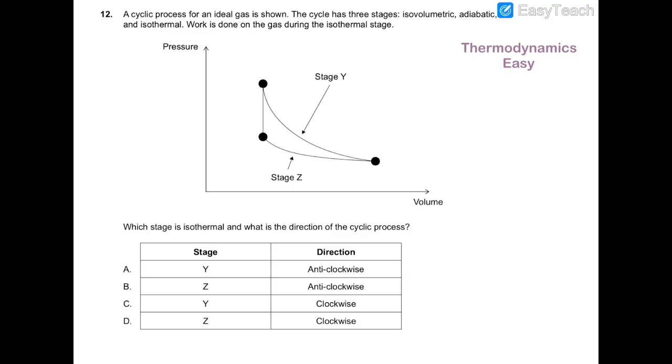We know that first of all, this is isochoric, this is adiabatic, and this is isothermal. And we also know that if work is done on the gas, the gas would be compressed. So this is the isothermal stage, and it is in the compression state. Compression means volume will be decreasing. So this cycle is clockwise, and Z is the isothermal stage, which gives the direction of the cyclic process. So the correct answer is D. Now let us move on to the next question.